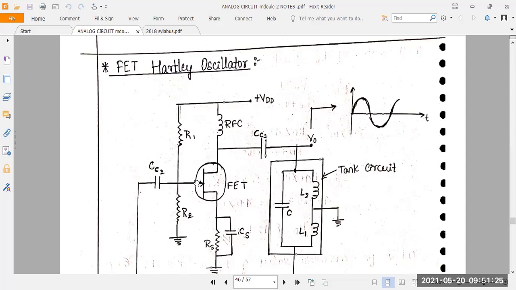So here you take the gate. The gate is connected to two resistances, R1 and R2. Then you come to the drain. It is connected to an RFC. RFC stands for radio frequency choke. Instead of connecting RD, which in the previous diagram you took as the drain resistance, here they have taken a radio frequency choke. This radio frequency choke blocks the DC and passes the AC signal. So it blocks the DC voltage and passes the AC voltage. That is the advantage of taking a radio frequency choke.